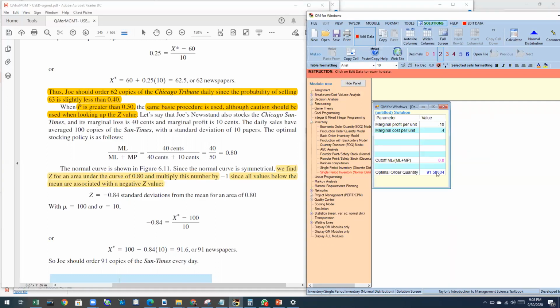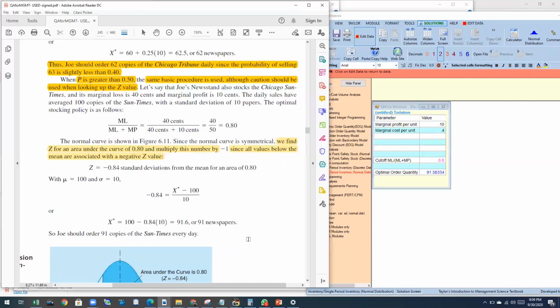And we find that the cutoff point is 80%. Joe should order 91 copies of Sun-Times every day, because the probability of being able to sell up to 91 newspapers is about 80%. Okay, so that would be the optimal stocking point.